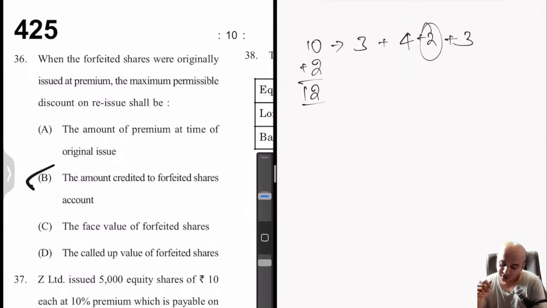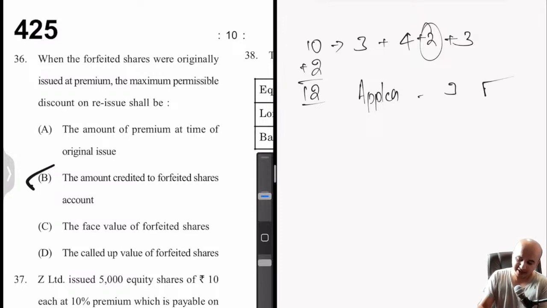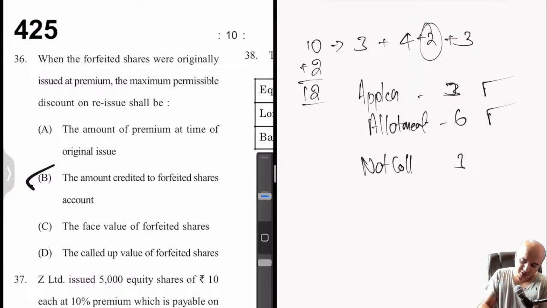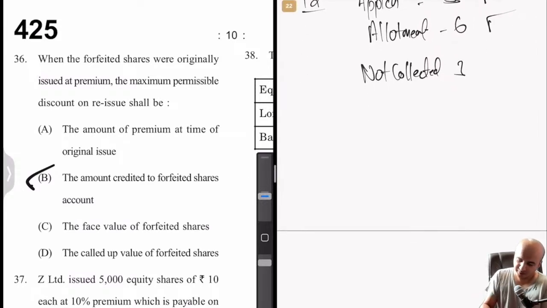So now, when that is the case, whatever premium you have collected, let's assume for a second that I will slightly change the situation because the problem is also slightly different. Application money 3 has been collected, and the allotment money has also been collected. Let's assume 6 rupees. And first and final call money is not collected. So now the entry would be like this at the time of forfeiture.